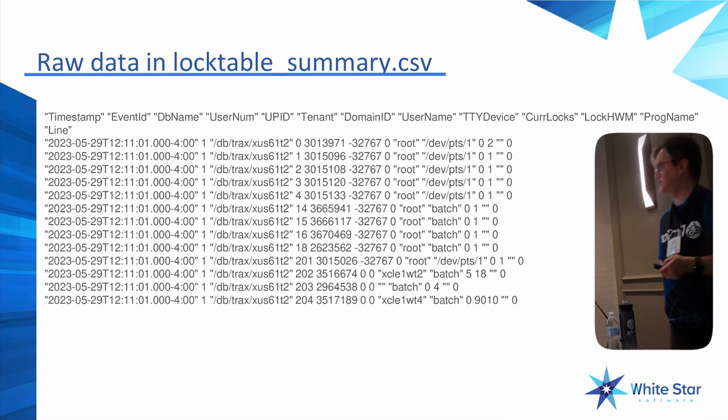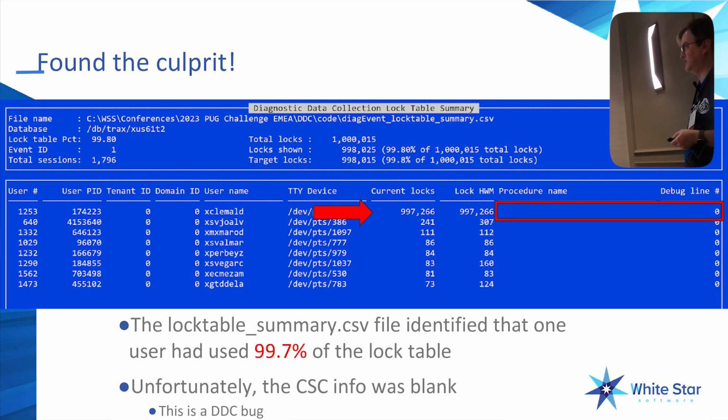So I mentioned the log table summary. This comes from the _UserLog VST. So here's what the file would look like if you just looked at the CSV file. Again, you get one record per user. And it's not the nicest thing to try to look at and figure out, especially when it's got 1,800 lines in it. So I wrote a little parser for it that gives a nicer view of the data, and this makes it very clear who the culprit is. It was this user 1253 who used 997,266 logs out of the million.